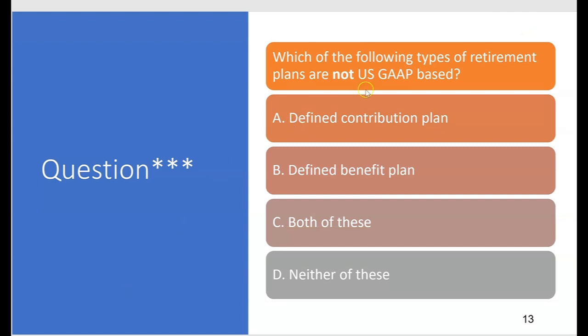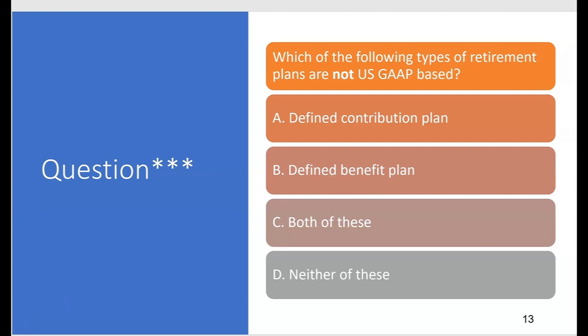All right, what about this one? Which of the following types of retirement plans are not U.S. GAAP based? Defined contribution plan, defined benefit plan. Well, it just so happens that they both are U.S. GAAP based. A company could choose to have either one and account for it using generally accepted accounting principles. So both are GAAP based.